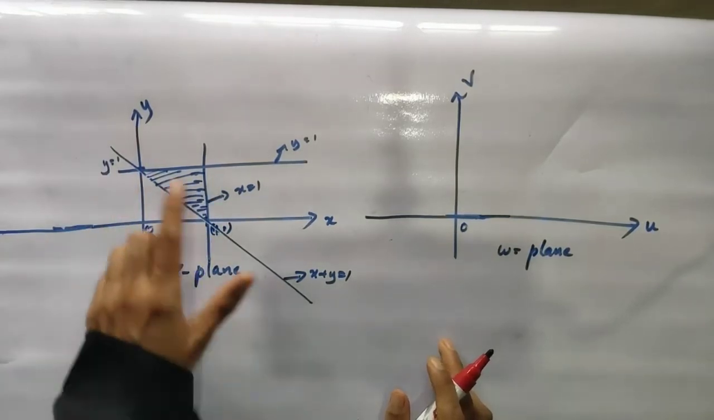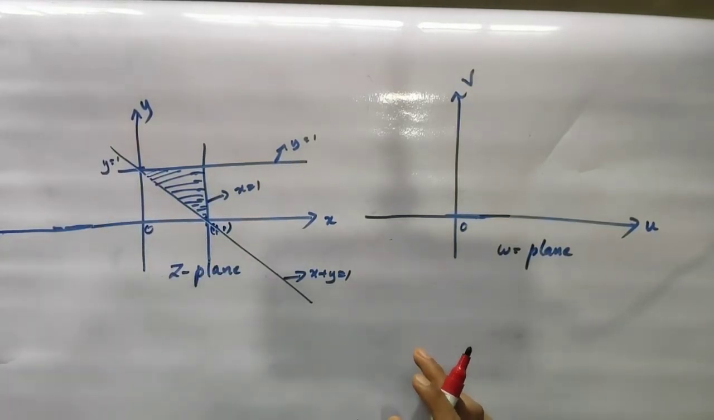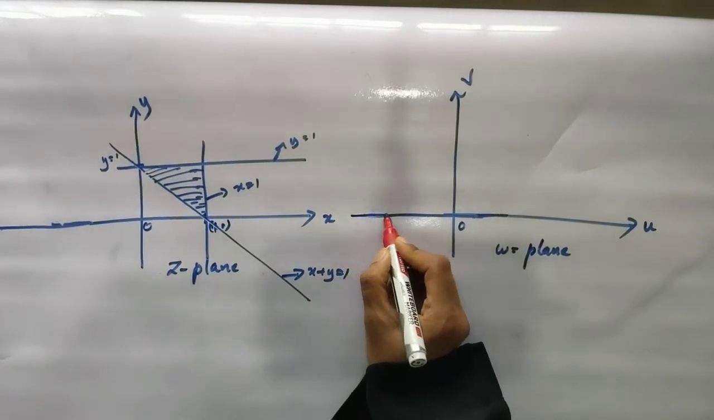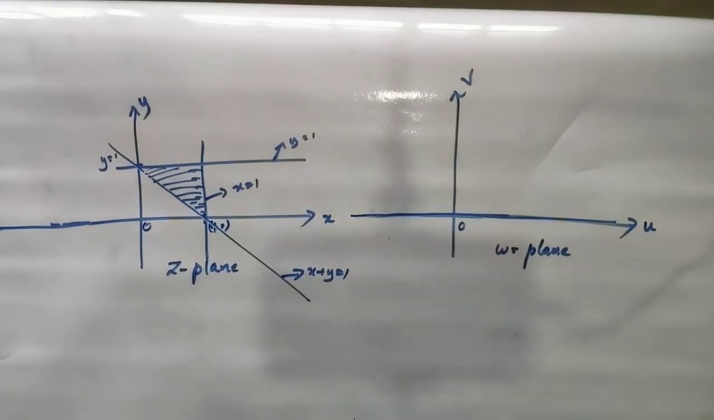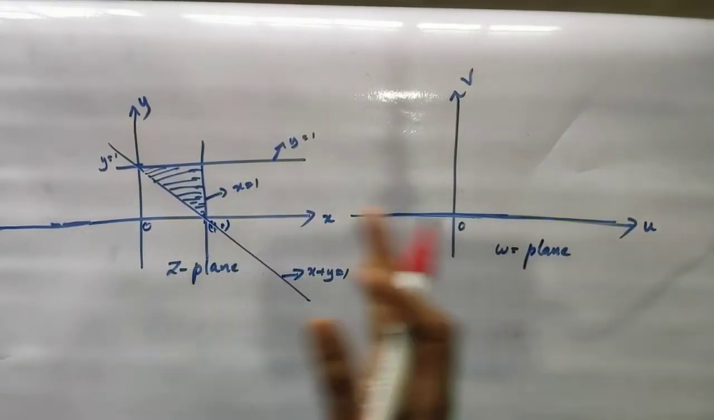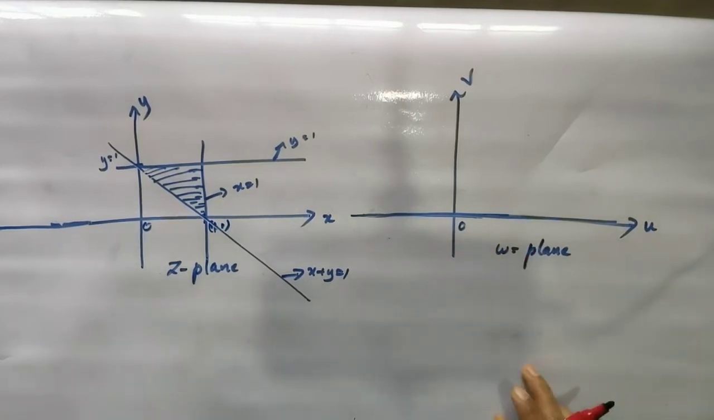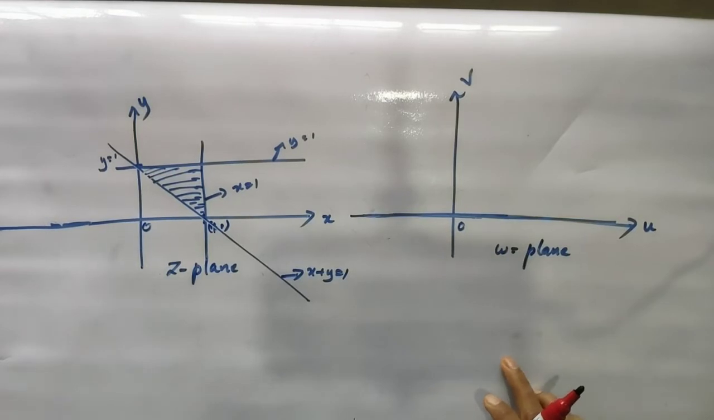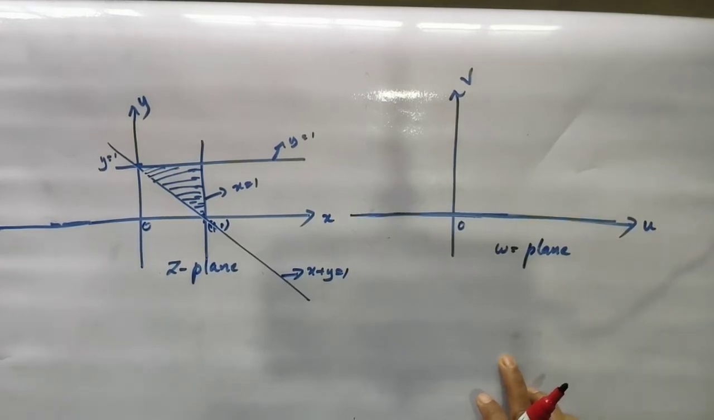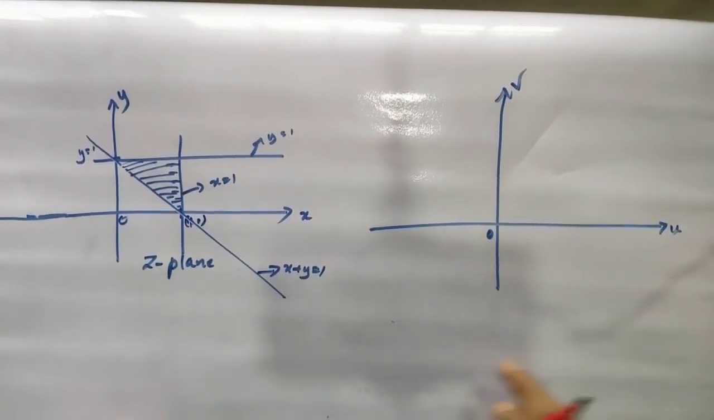So this is the region bounded by the three lines. Okay, now let us one by one draw the respective images. So for x is equal to 1, we got the parabola. What was the parabola? v square is equal to, draw the corresponding images of each of the lines on the w plane.